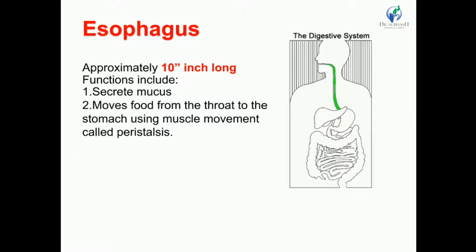Next portion in the anatomy of the digestive system is the esophagus. The esophagus is a cylindrical tube-like structure which helps to move food particles from the oral cavity to the stomach. Its approximate length could be 10 inches, and it also secretes mucus. It moves food from the throat to the stomach using muscle movements, that is peristalsis. Peristalsis is a movement which allows the entry of food, a kind of transportation mechanism.